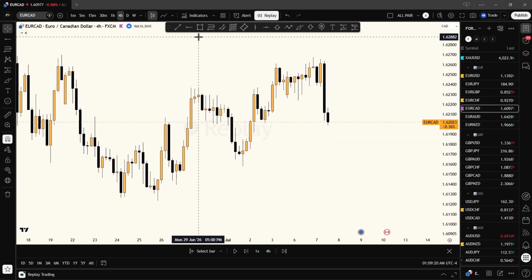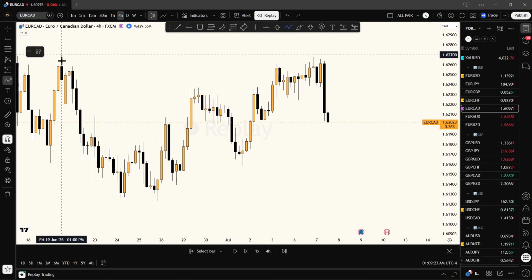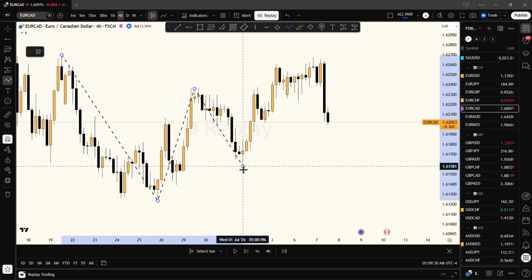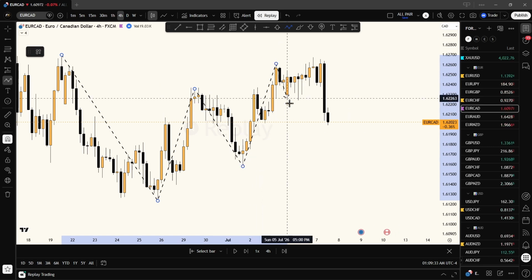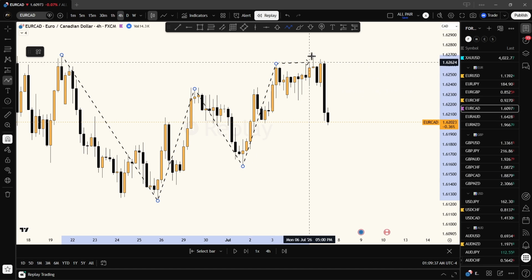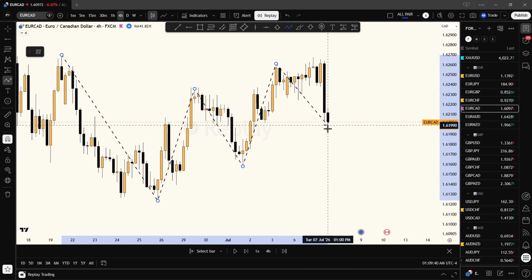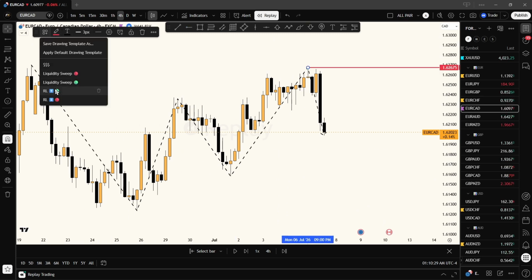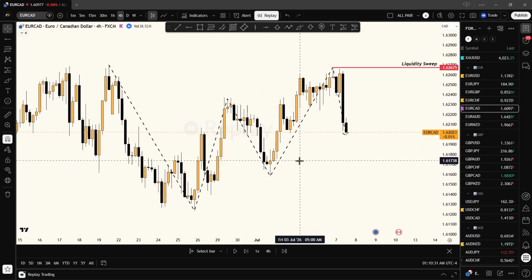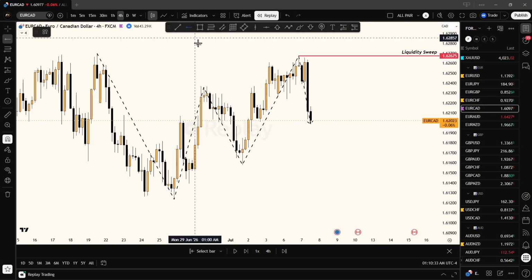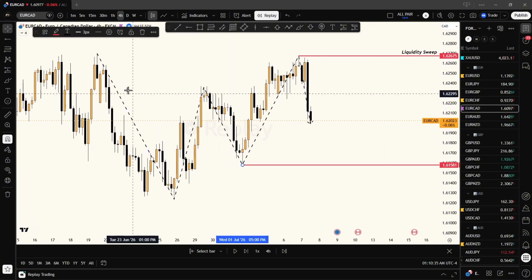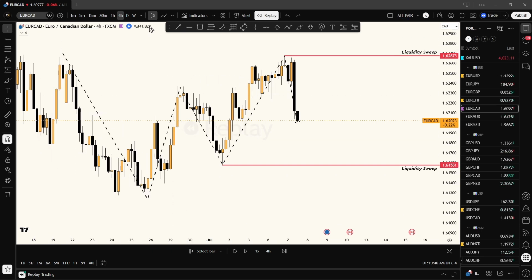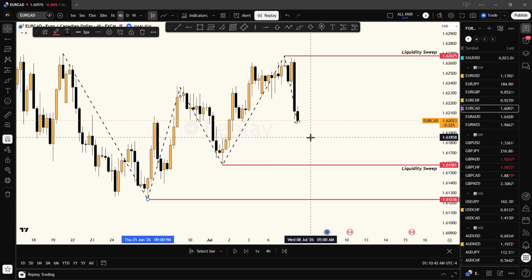Now, if we look at the higher time frame, we can clearly see that price has been respecting the market structure. It has been moving from one swing to another, creating a series of well-defined swing highs and swing lows. Alright, I've marked the most recent swing high as our buy-side liquidity and the most recent swing low as our sell-side liquidity. These are the two key liquidity levels on the higher time frame, and they'll serve as our main reference points as we continue the analysis.